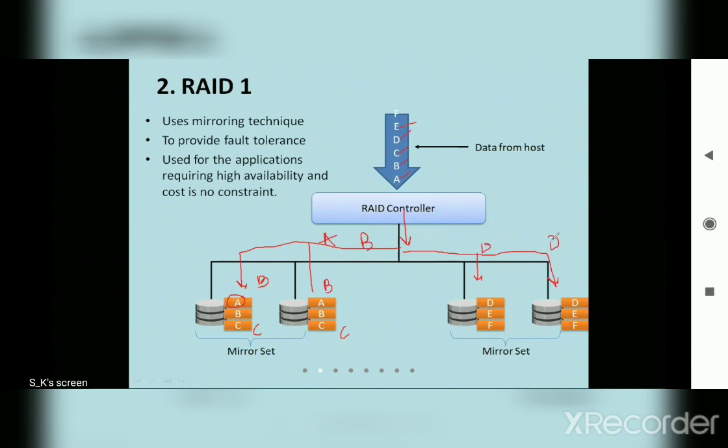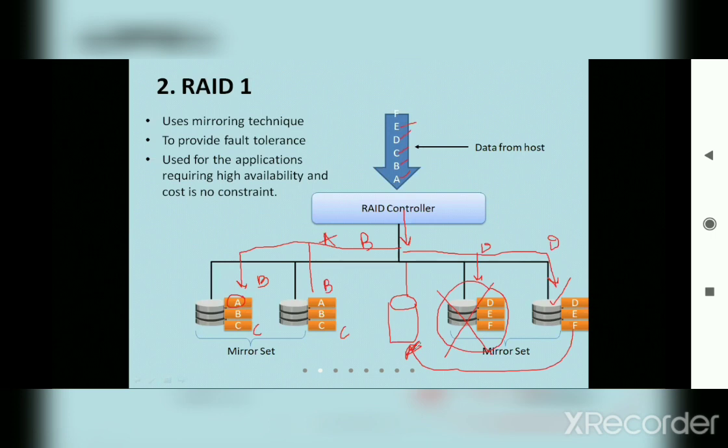So it is storing. Now what happens? Suppose this disk is corrupted. Is there any data loss for me? No, there is no data loss. I can get it from the other disk, which has D, E, F. And if this disk fails, I can replace it with another disk and copy all the data that is available from this disk back to the new disk. So this is the functionality of RAID 1.